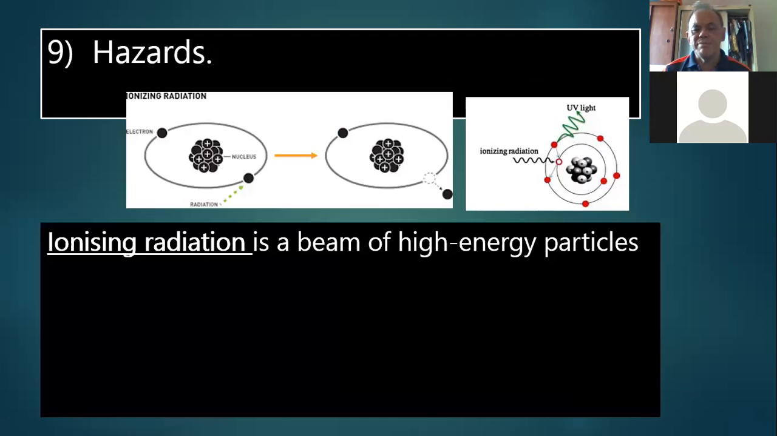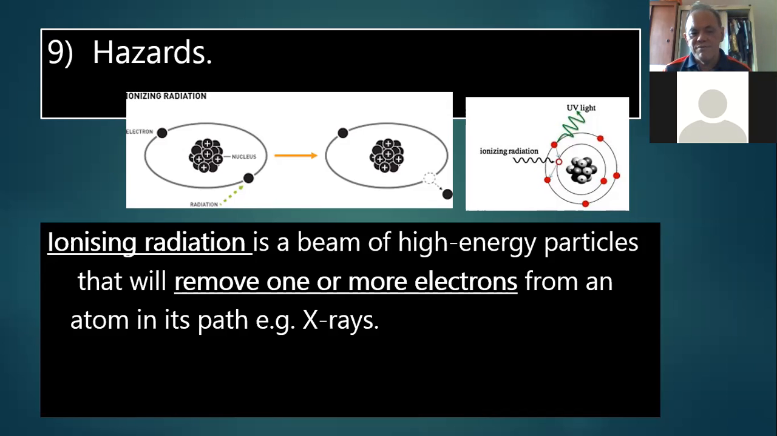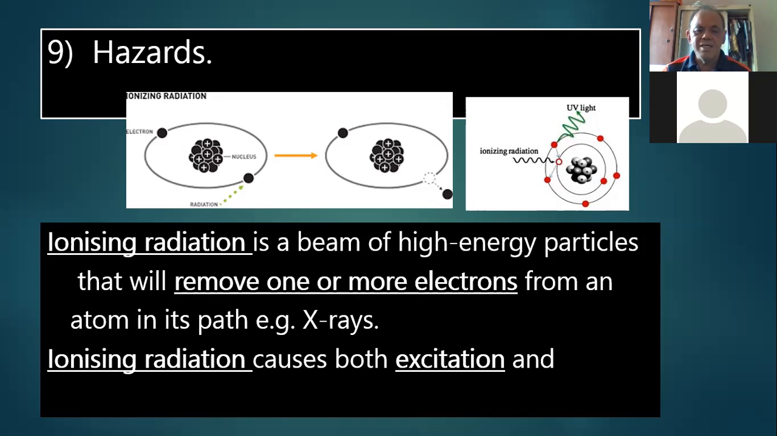Ionizing radiation is a beam of high energy particles that will remove one or more electrons from an atom in its path. If the atom is in the path of the X-ray, the X-ray will remove the electron. It can cause excitation, that means the particle will move to a higher energy level. It can cause ionization of the atom, that means the atom can lose the electron.